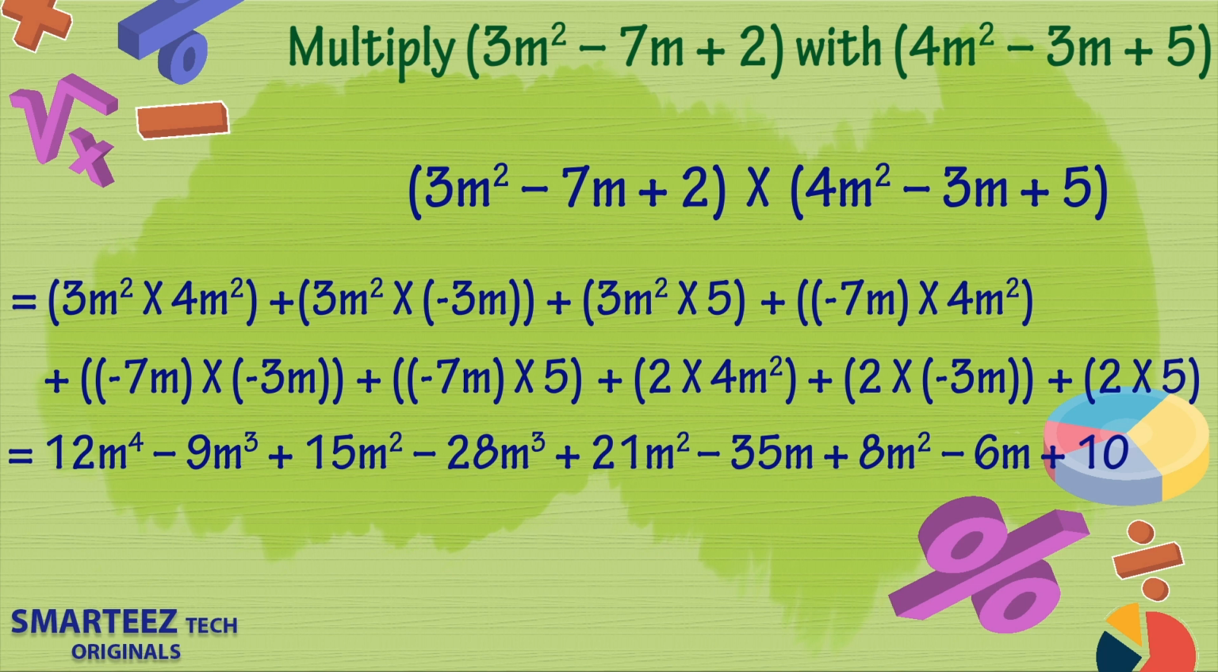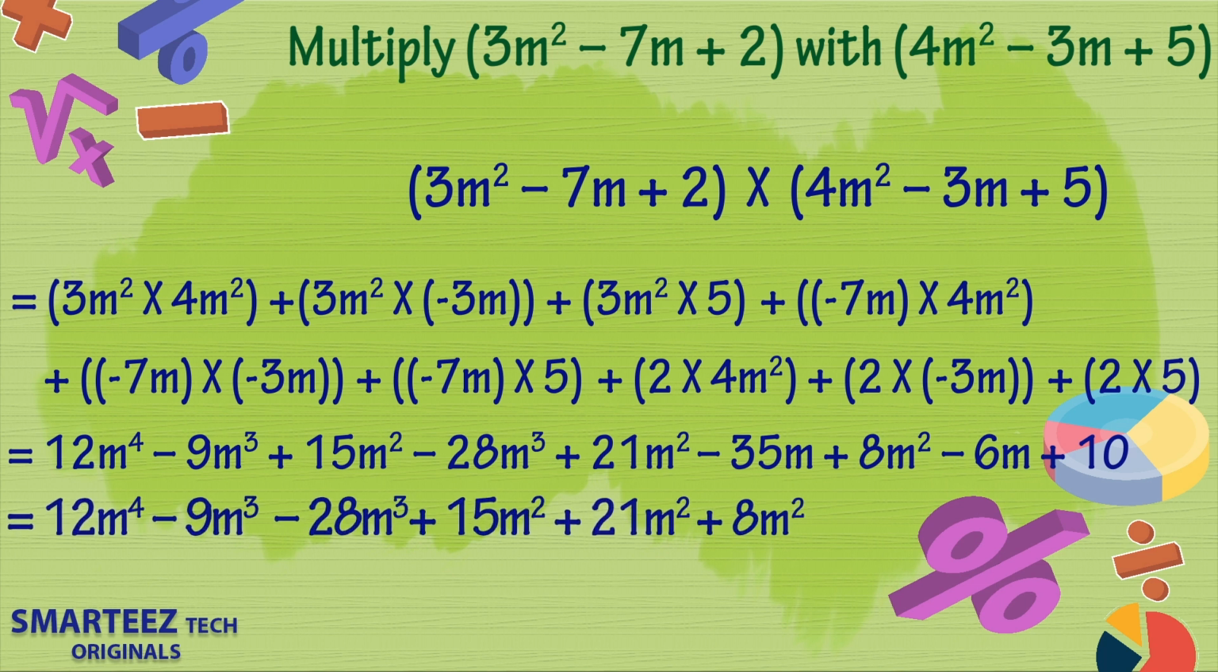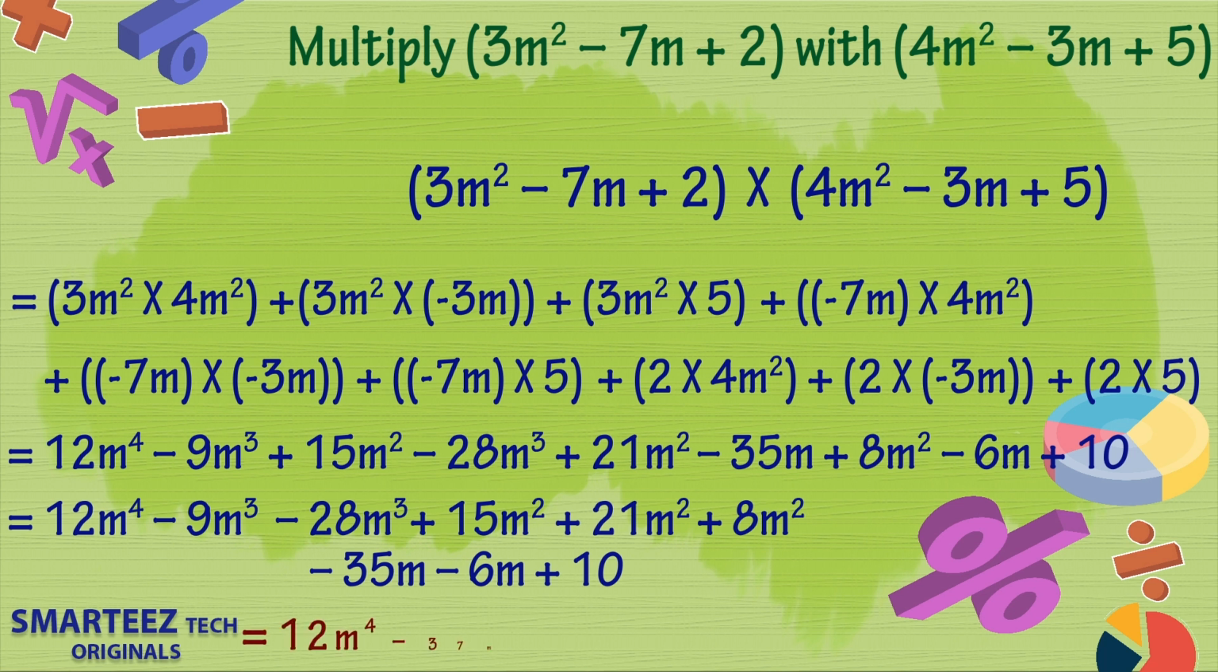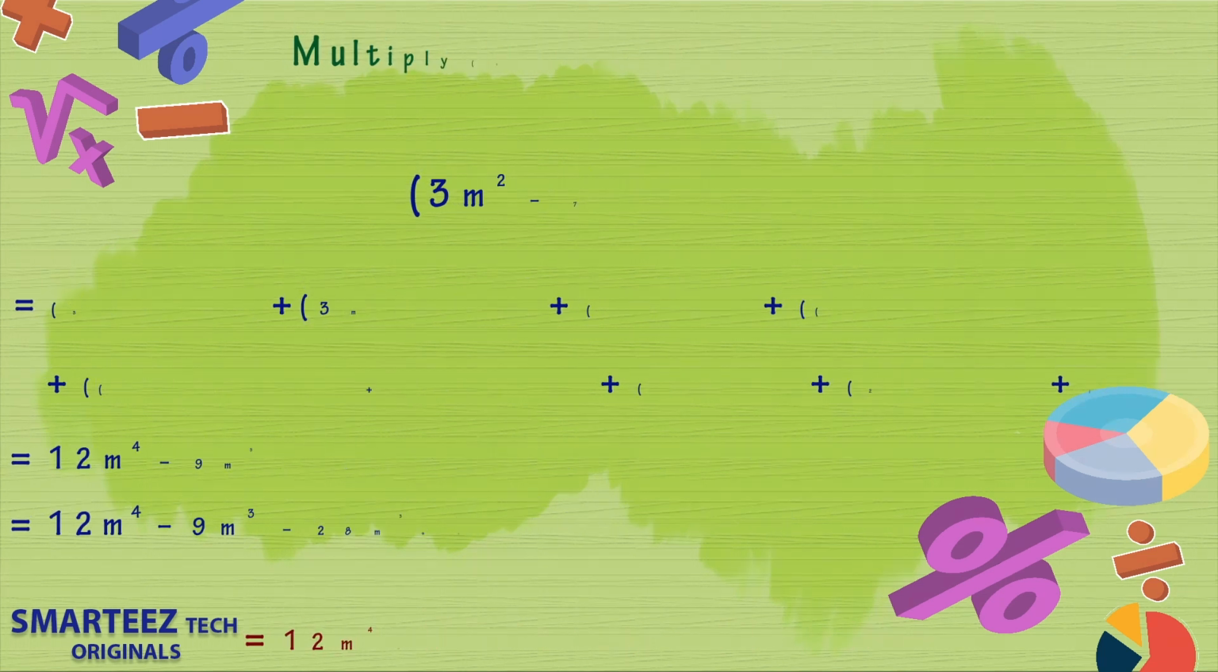Let's pair the like terms and rewrite this as 12m to the power 4 minus 9m cubed minus 28m cubed plus 15m squared plus 21m squared plus 8m squared minus 35m minus 6m plus 10, which equals 12m to the power 4 minus 37m cubed plus 44m squared minus 41m plus 10. That's the product of the two trinomials. That was something, isn't it?